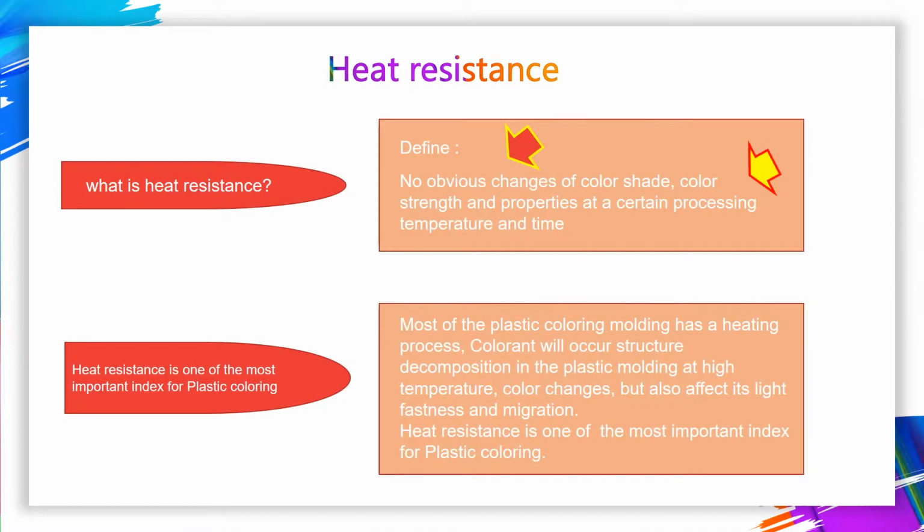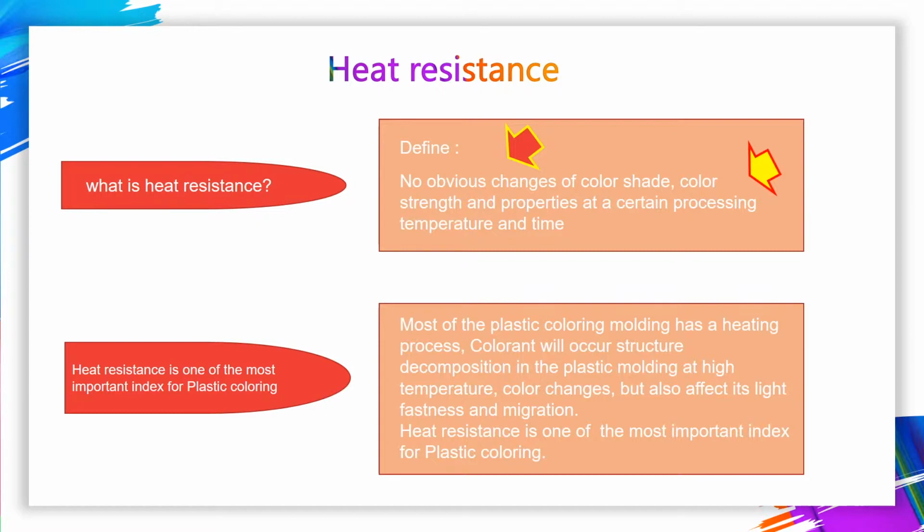Today, we would like to give you a lesson on essential requirements of plastic colorants: heat resistance. The definition of heat resistance is no obvious change of color shade, color strength, and property at a certain processing temperature and time. The biggest difference between plastic coloring and ink paint coloring is that most plastic coloring molding has a heating process.